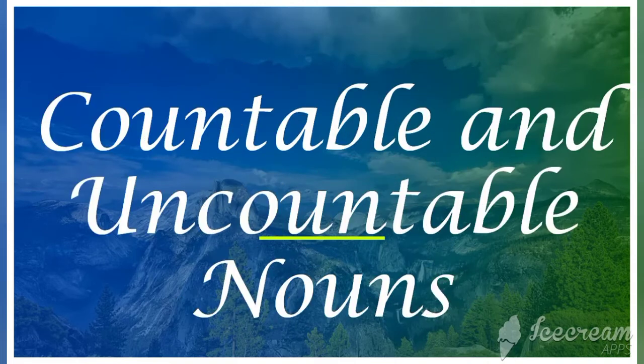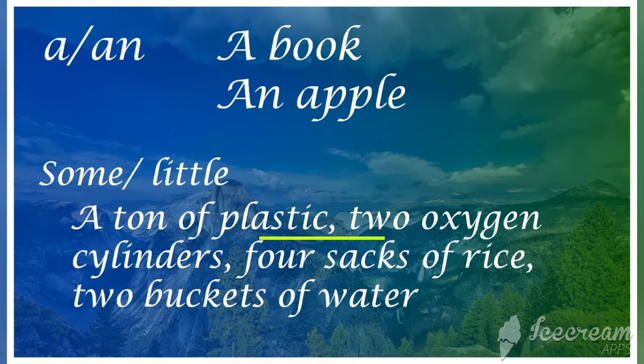Now the next topic we are going to see is countable and uncountable nouns. You all know what is meant by countable and uncountable nouns. We have already seen it in our previous class, right? Countable means able to count, 1, 2, 3, like that, and uncountable means unable to count. Here are a few words. Generally we always use a or an before a countable noun, right? When there is one book we say a book, and when there is one apple we say an apple.